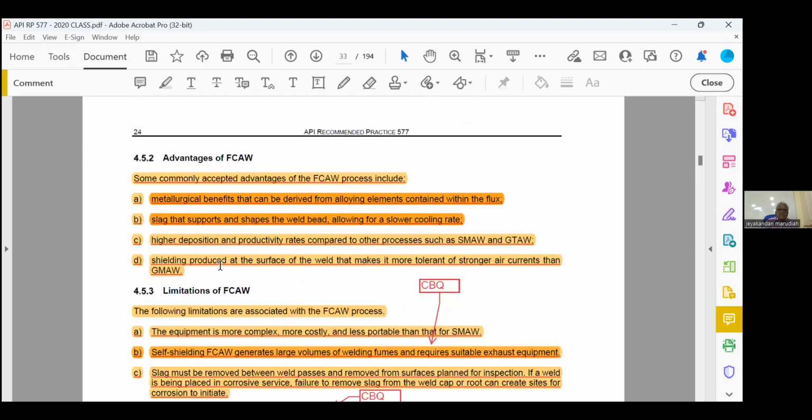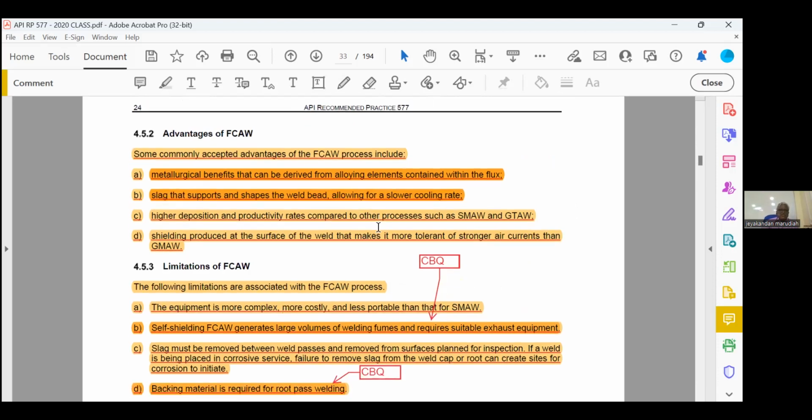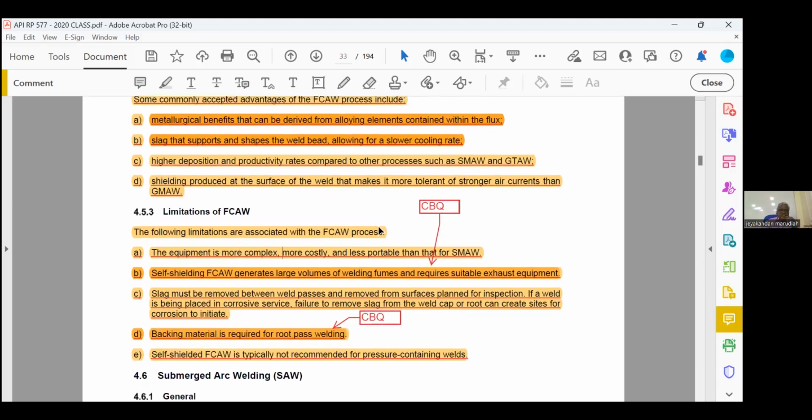Then go to page number 24, advantages. Highlight the A, B: metallurgical betterment that can be derived from alloying elements, and flux that supports and shapes the weld bead, allowing for a slower cooling rate. Limitations B and D are important. Closed book question. B, self-shielding FCAW generates large volumes of welding fumes and requires suitable exhaust equipment. D, backing metal is required for root pass. B and D are closed book questions.